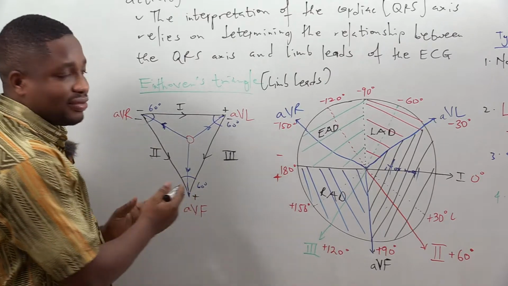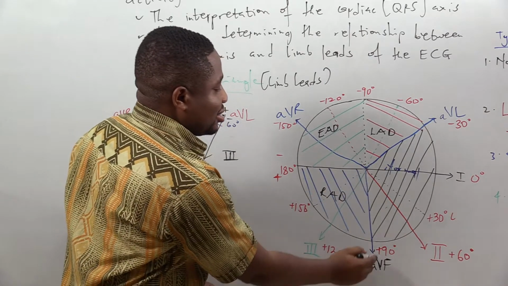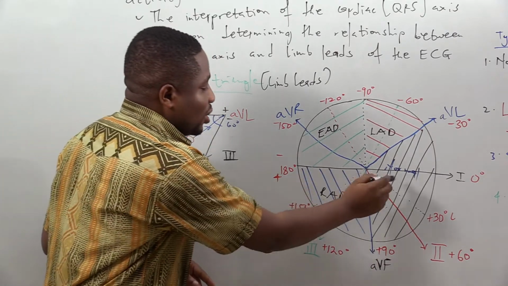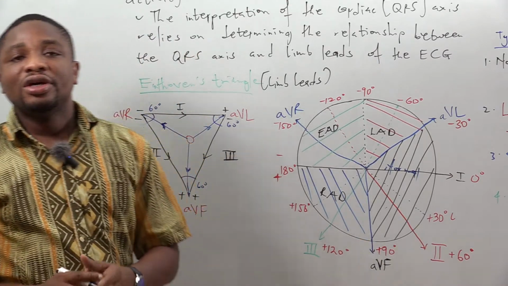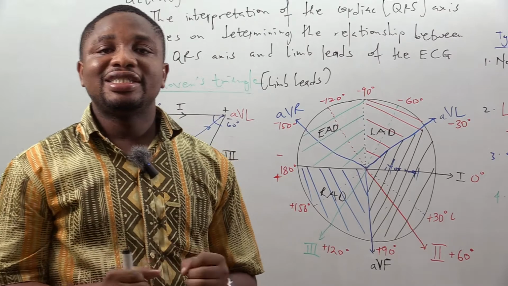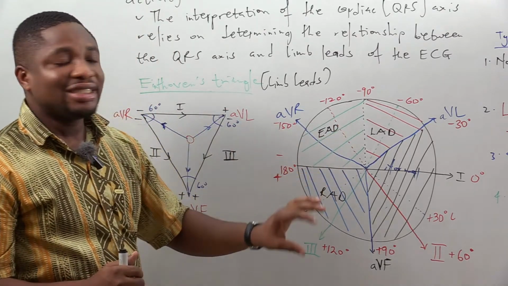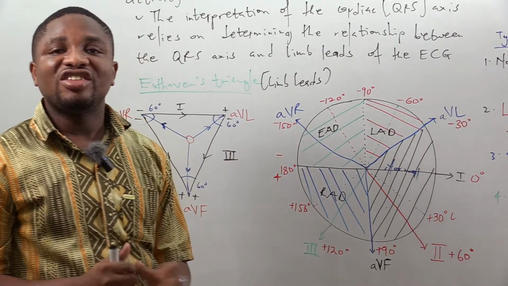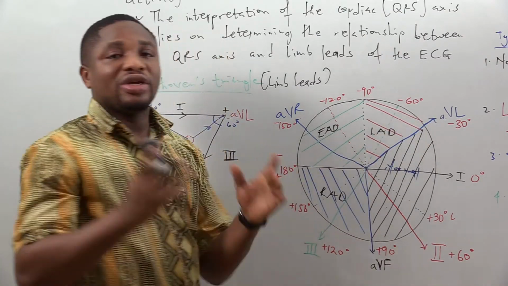Then finally, AVF. If you look at AVF, it's pointing straight to the ground. What do we have here? 90 degrees, because it's a straight line. And because it's towards the ground, we are going to have positive 90 degrees. So this is how we are going to get the various angles on this circle using the Einthoven triangle. The trick here is that all the straight lines that you are drawing should give you 180 degrees.